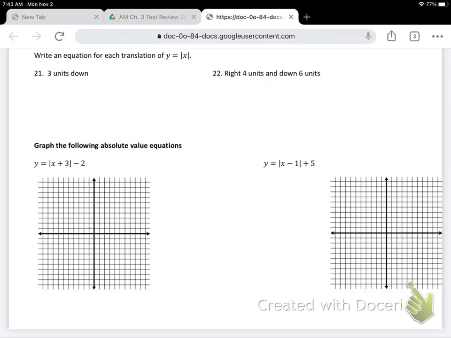All right, so now we're doing translations, which is our last section. So in translations, remember that anything on the outside is up or down. So if I want to go up or down, so positive or negative, that's going to be on the outside. And then if it's on the inside of those absolute value bars, inside is going to be left or right. But remember, you got to do the opposite.